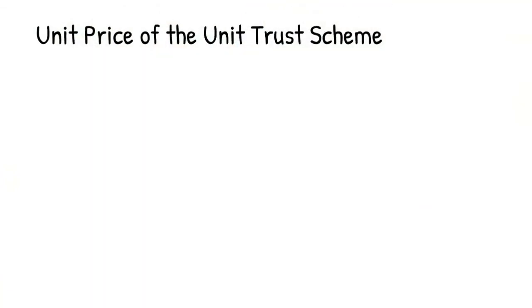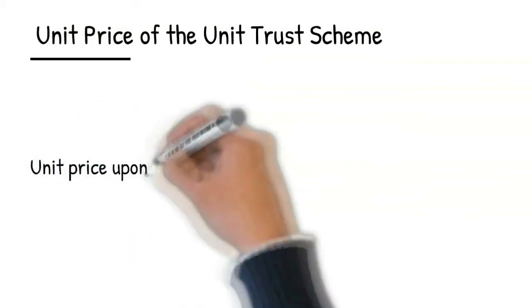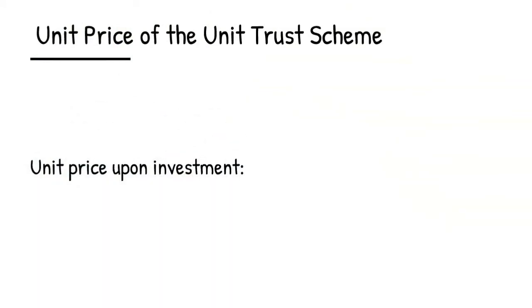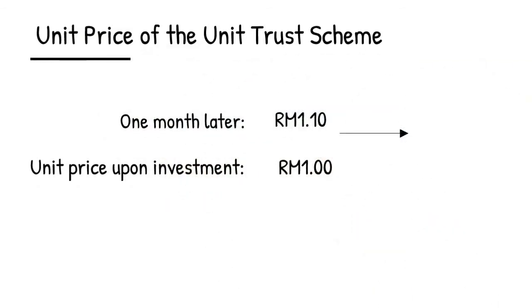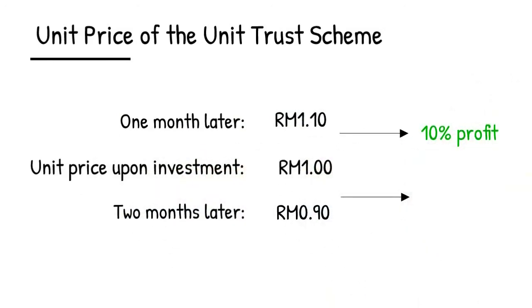The second aspect is in relation to the movement of the unit trust scheme's unit price. Let's say when you invested in the unit trust scheme, the unit price was 1 ringgit. If the price increases to 1 ringgit and 10 cents, you make a 10% return. If the price had decreased to 90 cents instead, you will make a 10% loss.